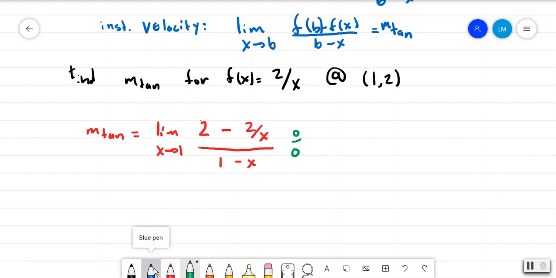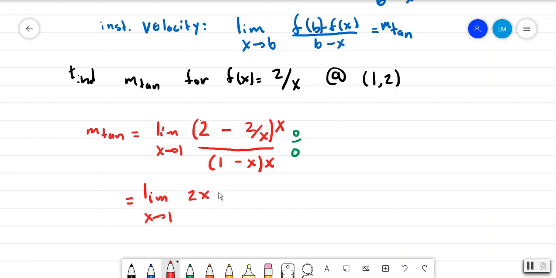But we learned that we can eliminate the fraction by multiplying by x on top and bottom. So let's just multiply by x. What this does is it gives me the limit as x approaches 1 of 2x minus 2 divided by 1 minus x, and this is multiplied by x. Now, furthermore, this is going to be 2 times x minus 1.